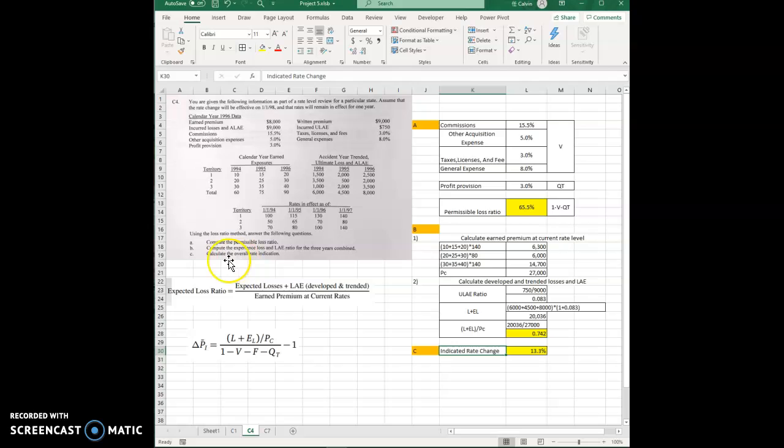So for question C, we calculate the overall rate indication. You just simply use this formula, and we already get our permissible loss ratio. We get L plus EL divided by PC, and we simply use this number divided by this number and minus 1. And we get our indicated rate change, 13.3%.